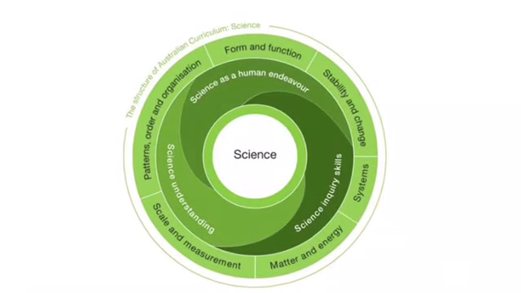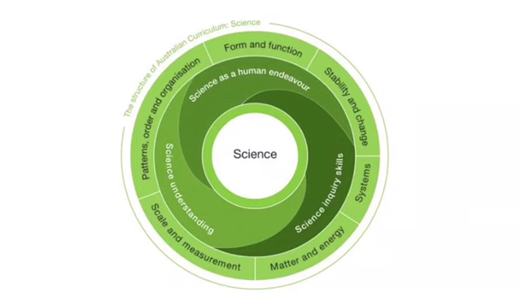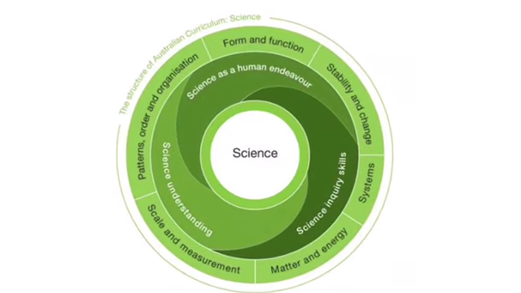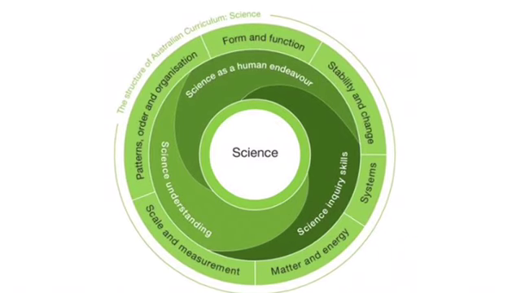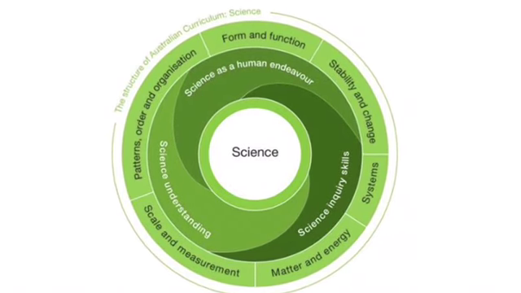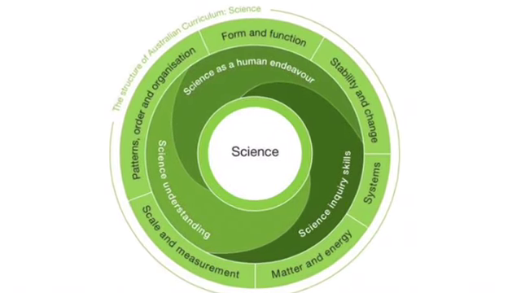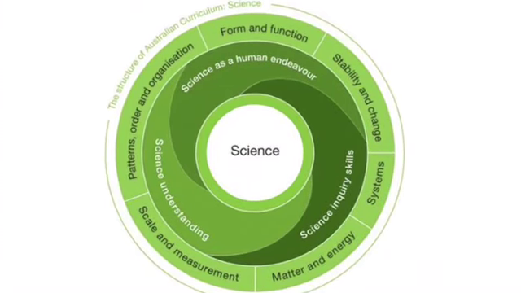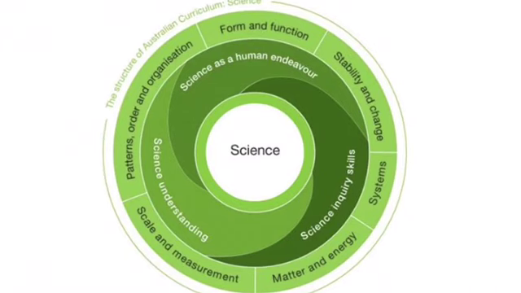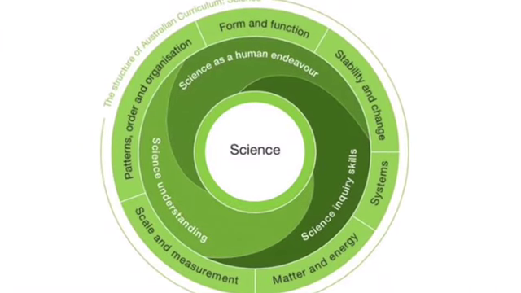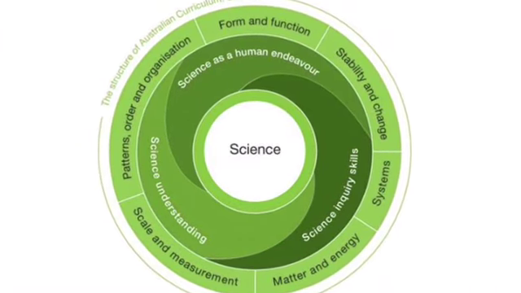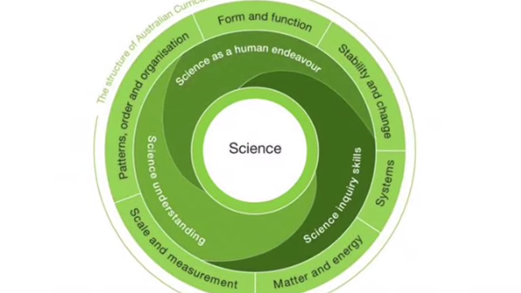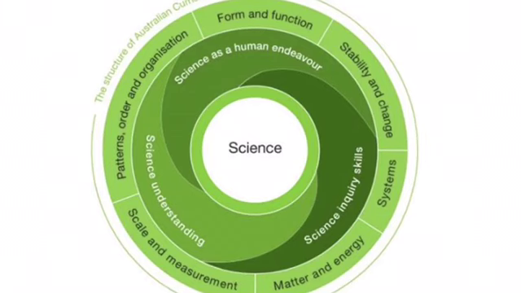Before we play with classification, let's look at how your syllabus is arranged. We will analyse this infographic. You will notice two green concentric rings around the central word science. The inner green ring shows how your course or syllabus is divided or classified into 3 sections. Find science as human endeavour, science inquiry skills, and science understandings.